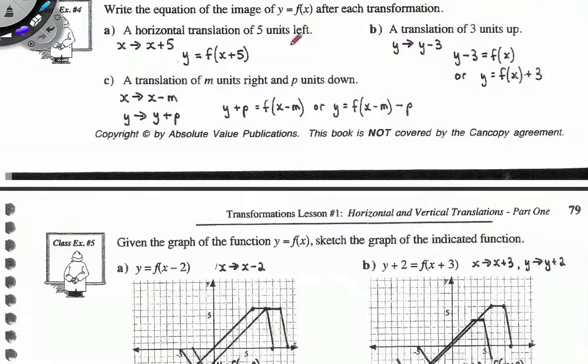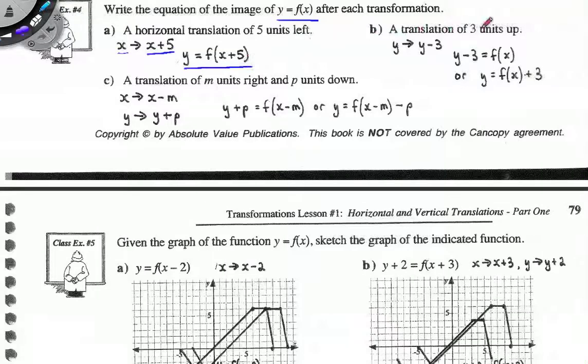Class example number 4. Write the equation of the image of y equals f of x after each transformation. A horizontal translation of 5 units to the left. Now 5 units to the left, that's going in a negative direction. We're replacing x with x plus 5. So instead of y equals f of x, it'll be y equals f of x plus 5.